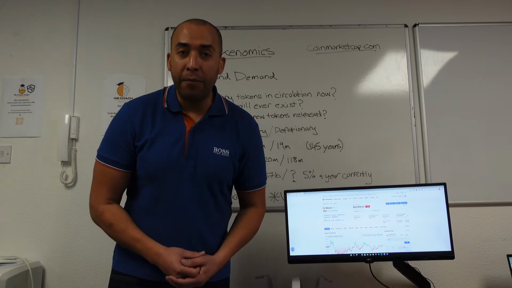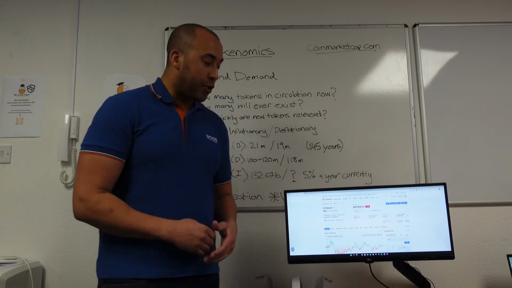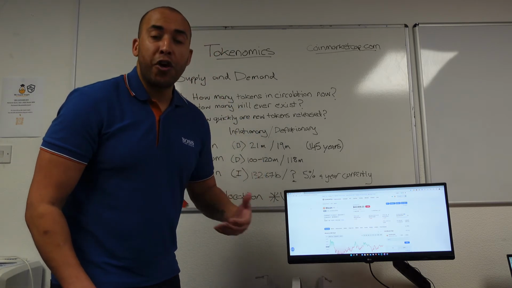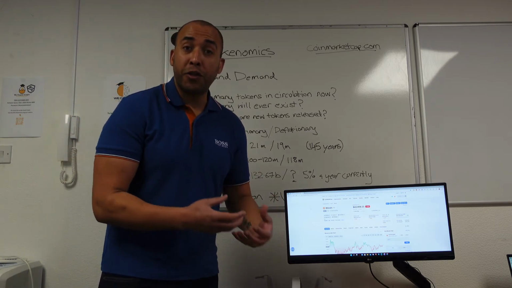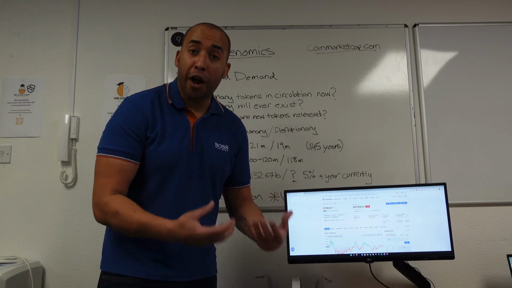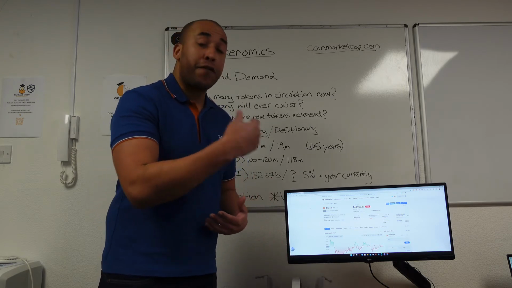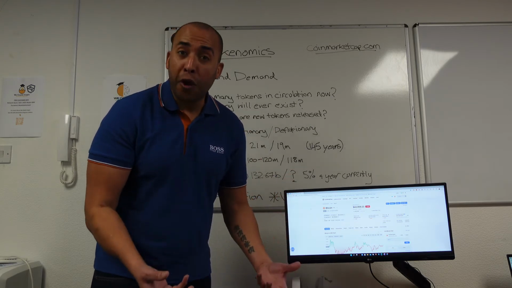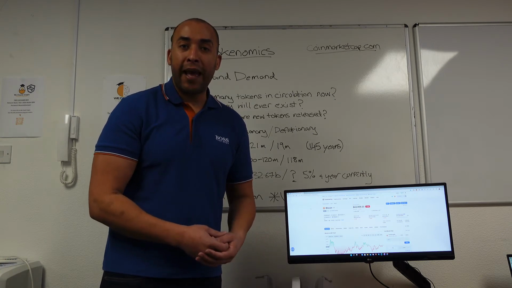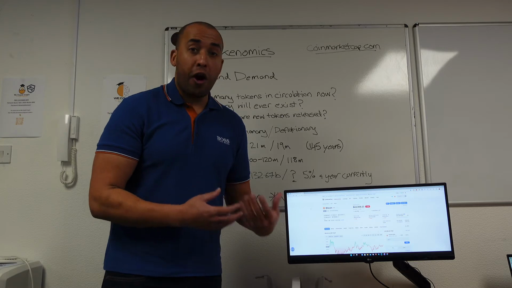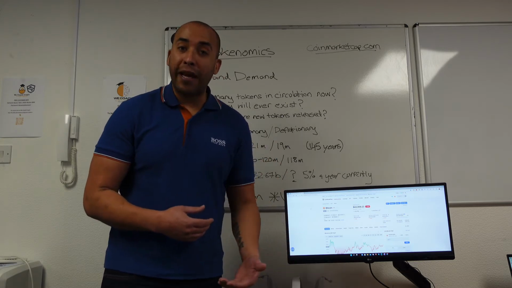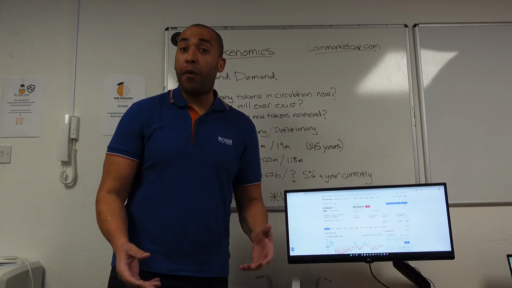Now, why is that important? The reason that it's important is you want to understand how many tokens are available for everyone to purchase right now, or people that already own them, and then in the future, how many more tokens are there likely to be? And is this something that is a fixed supply or not? So we need to look at inflationary and deflationary by nature.